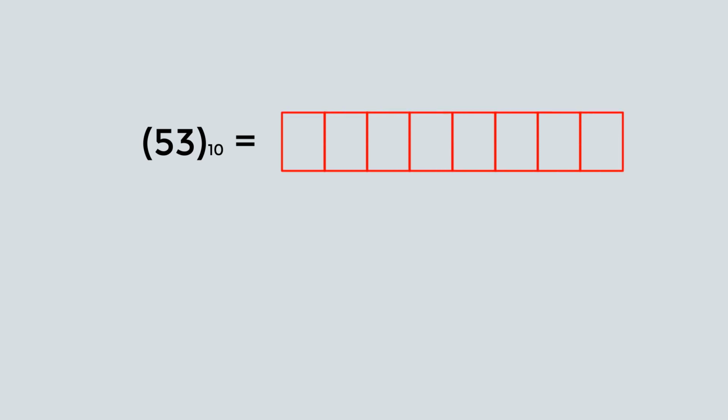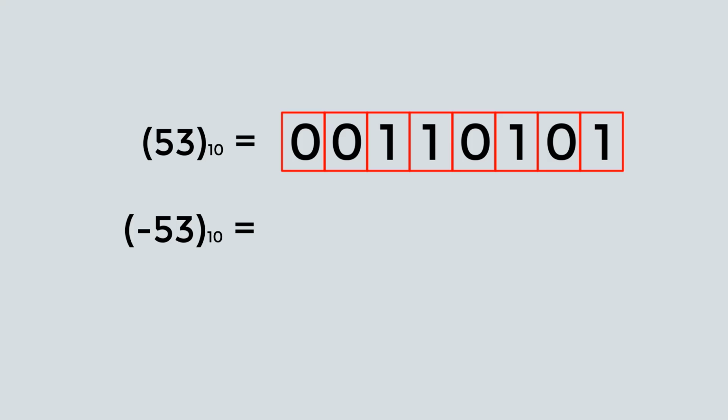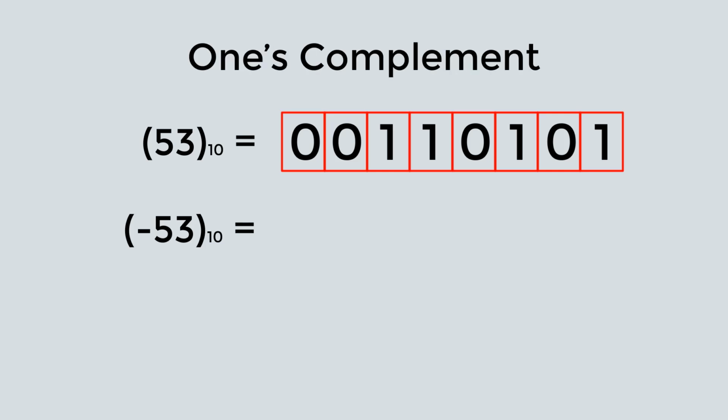Computers store numbers as fixed sequences of bits. For example, with 8 bits, the positive number 53 can be written as 0, 0, 1, 1, 0, 1, 0, 1. The difficulty in representing the negative number 53 lies in that the bits themselves do not include a minus sign. So we need a rule that allows some bit patterns to represent positive values and others to represent negative values. One approach is called 1's complement.